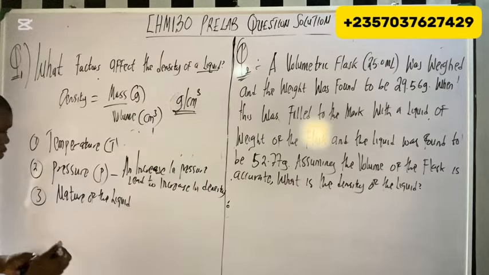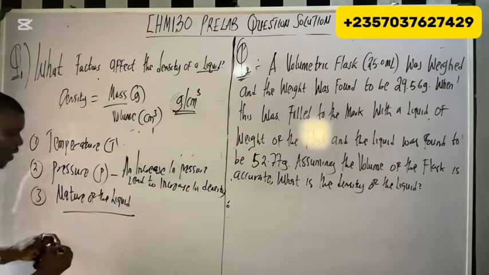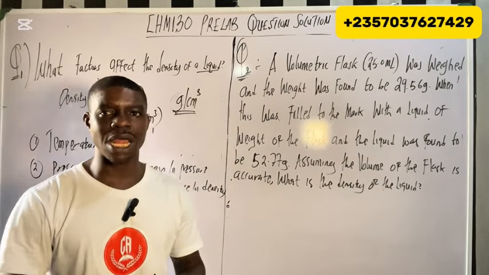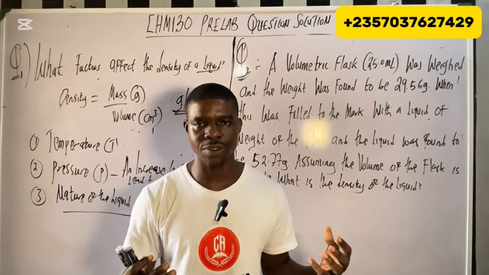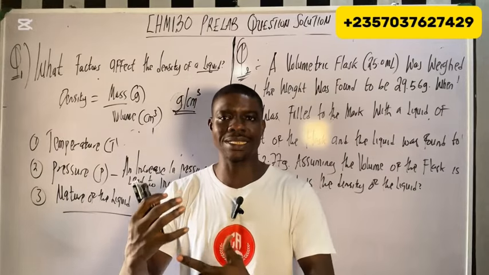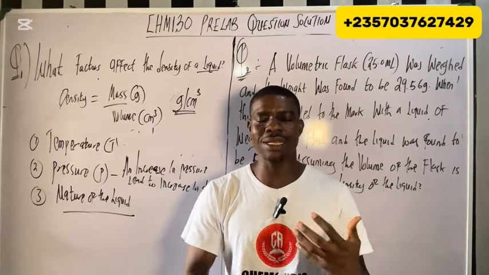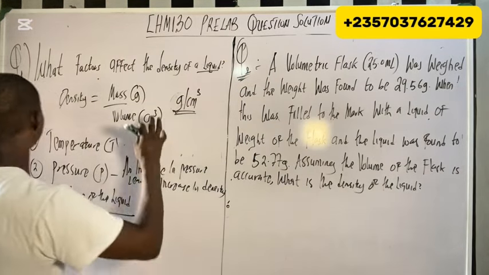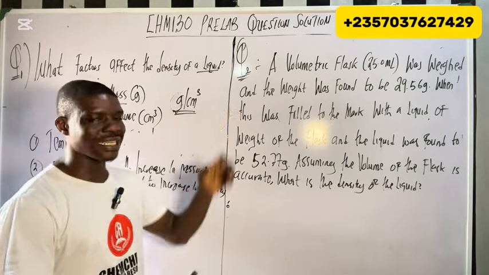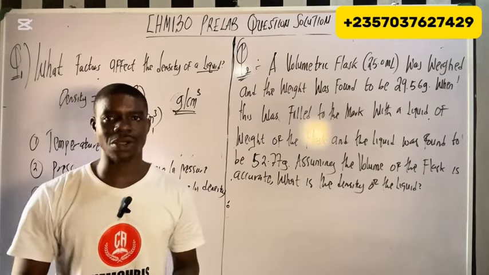The last one is the nature of the liquid, which is the molecular mass. The molecular mass matters a lot. The higher the molecular mass, the higher the density. The lower the molecular mass, the lower the density. So that is for this one. Now let's enter the calculation aspects.